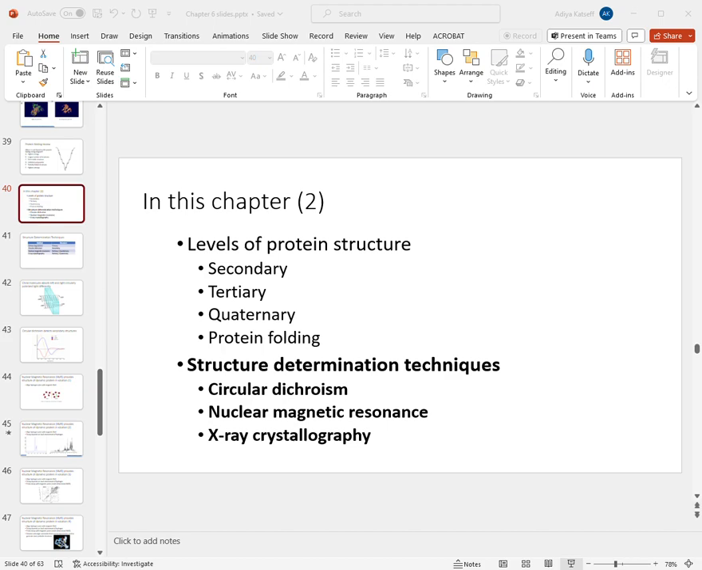So anyway, with that digression, you are now ready to answer the structure determination techniques practice question.